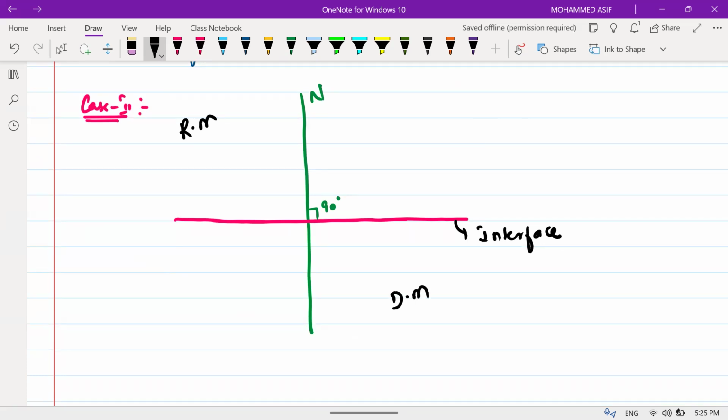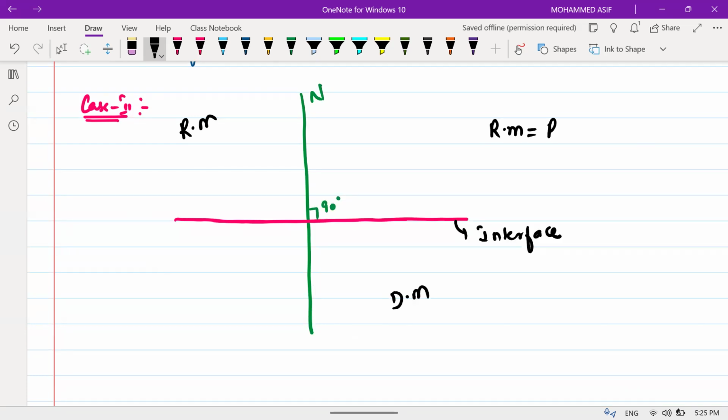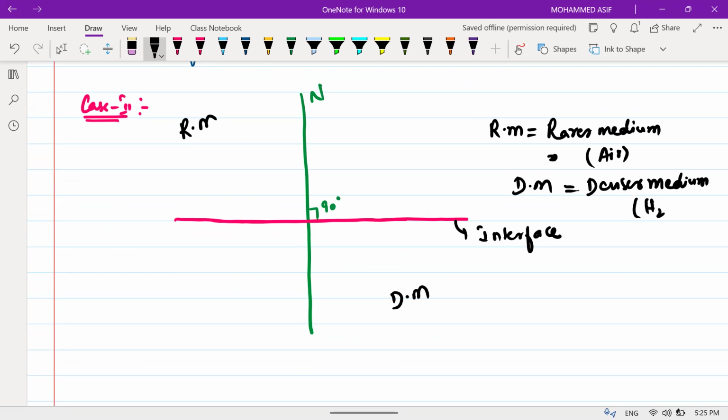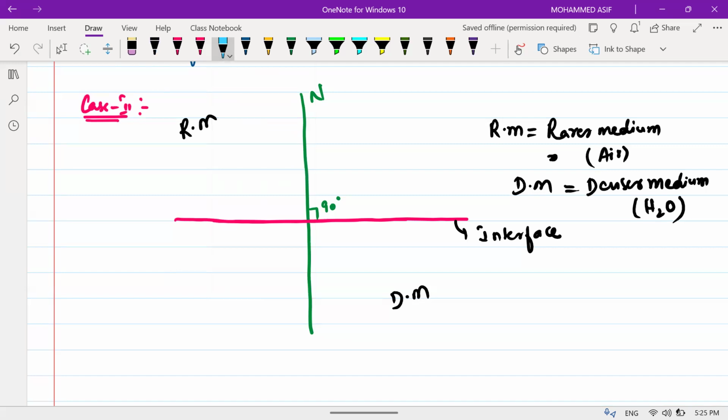RM means what, beta? Rarer medium. What is rarer medium? Rarer medium is like air. What do you mean by DM? DM is nothing but denser medium. Denser medium like what? Water, H2O. Clear? Now see, when a ray of light is moving from the denser medium to the rarer medium, let's see.